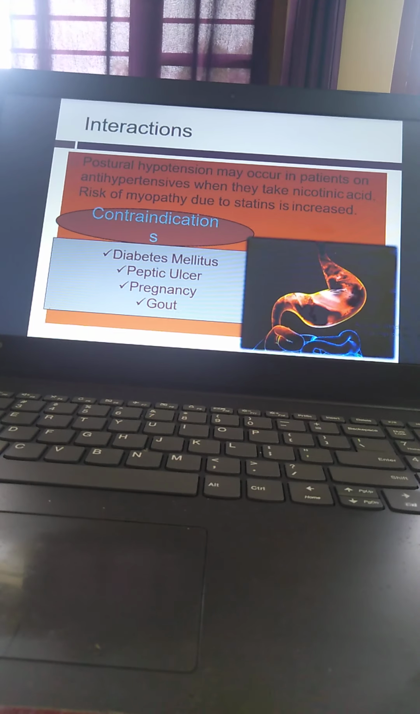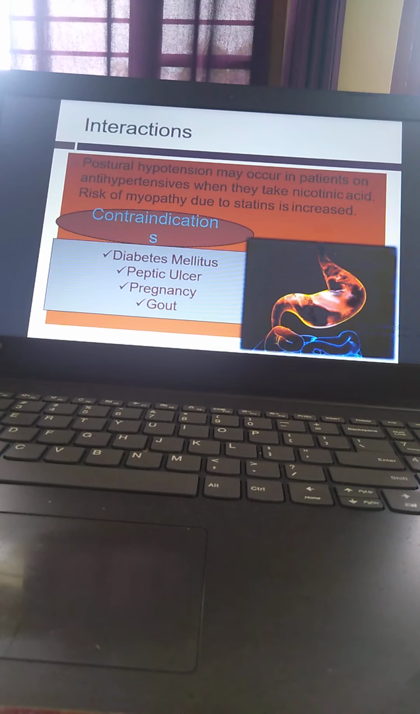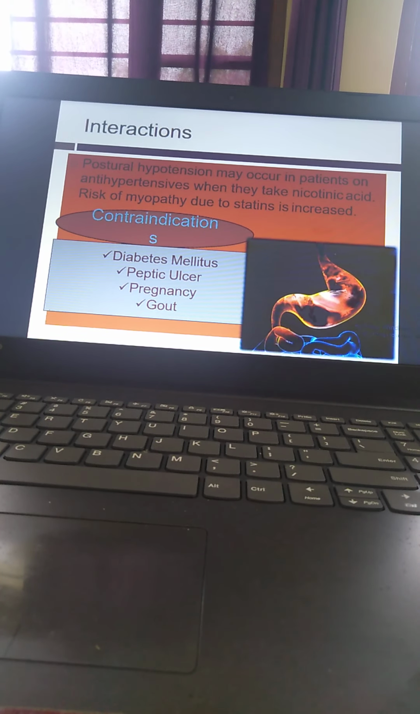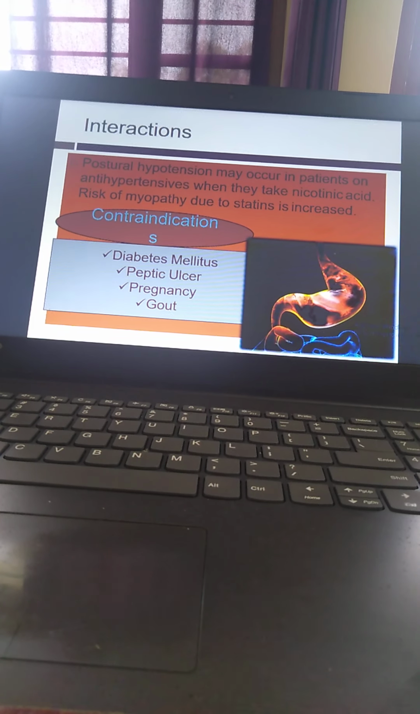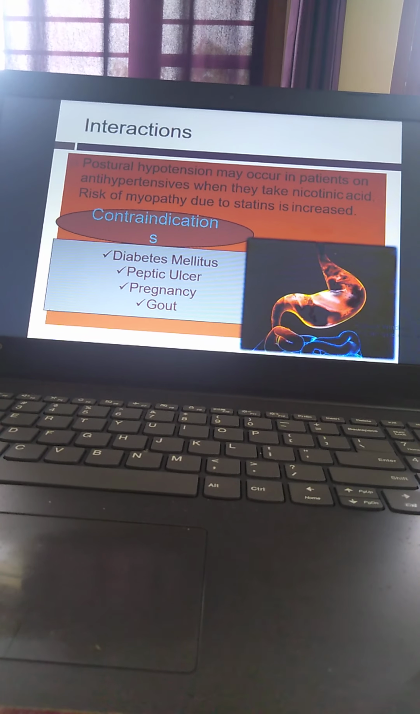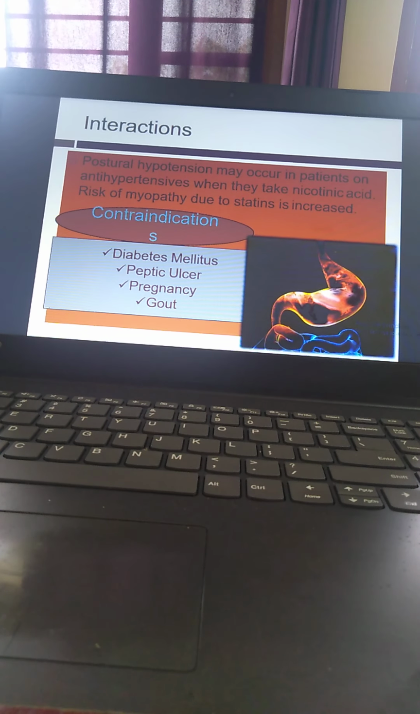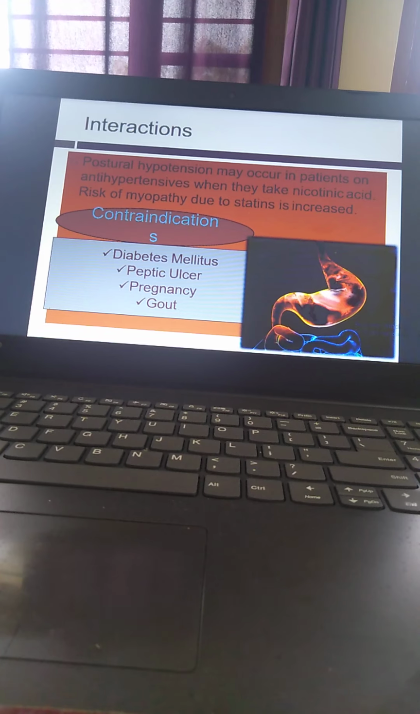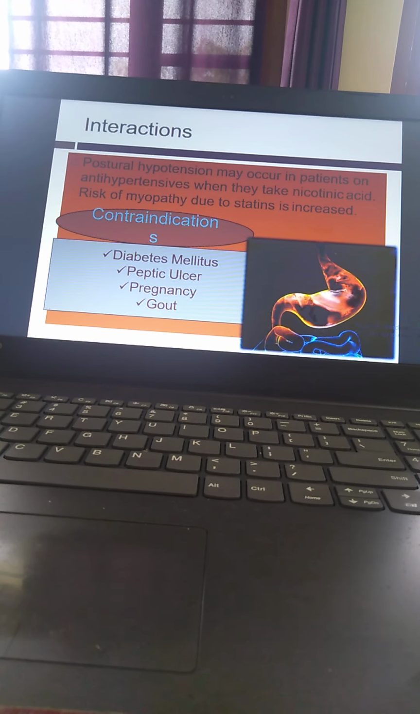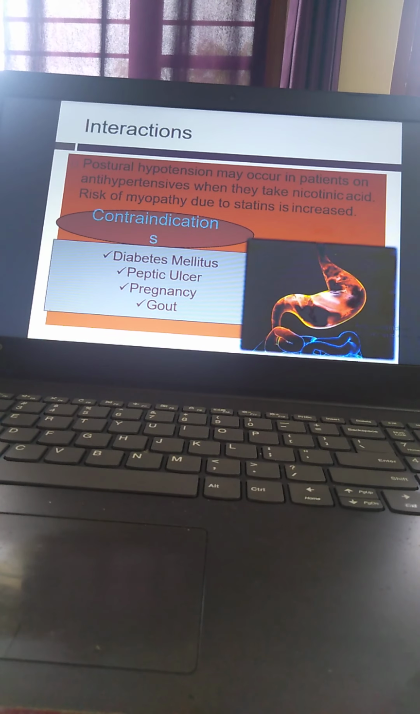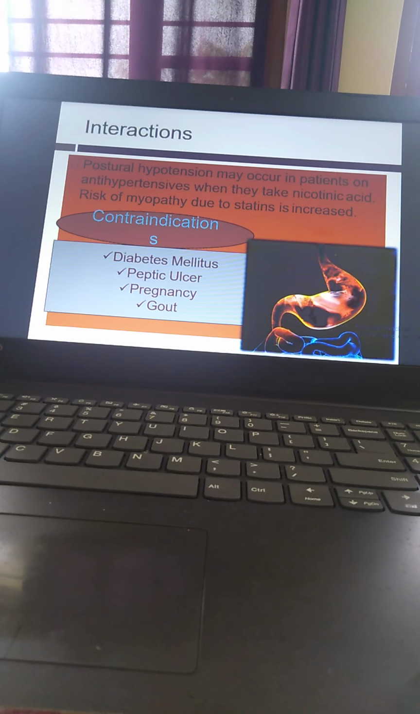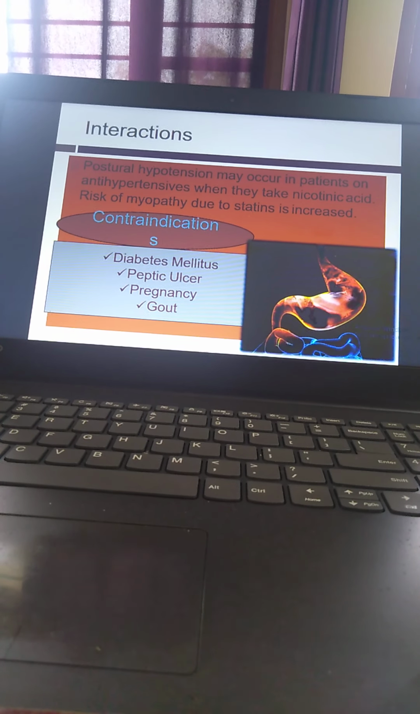Interaction: postural hypotension may occur in patients taking antihypertensives. So we have to watch those patients who are hypertensive and taking antihypertensives. They are prone to postural hypotension when they take nicotinic acid. The risk of myopathy due to statins is increased. So statins and nicotinic acid are not a good combination. We cannot give it in diabetes mellitus, peptic ulcer, pregnancy and gout, because these are precipitated by it.